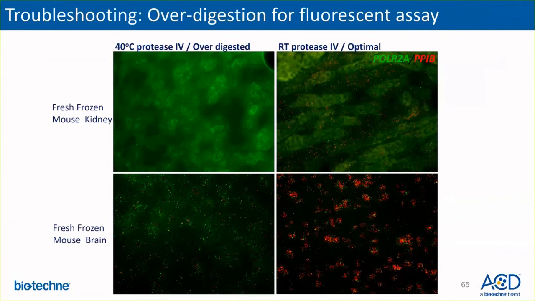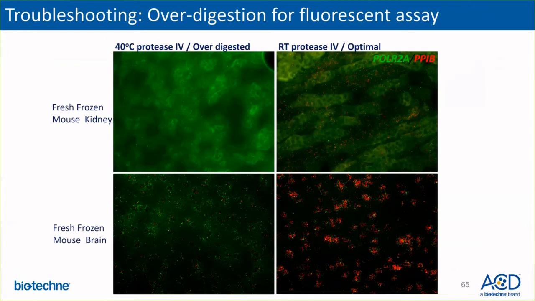Several customers use fresh frozen samples. The images here display how protease treatment can impact RNAscope signal quality. With mouse kidney samples shown in the top panels, you can see that there is quite a bit of tissue autofluorescence. But when the sample is appropriately digested using protease 4 at room temperature for 30 minutes, distinct green and red dots can be observed with control probes. When protease digestion is performed at 40 degrees, the tissue is over-digested. And not only do you not see any punctate signal, you also see an increase in the background.